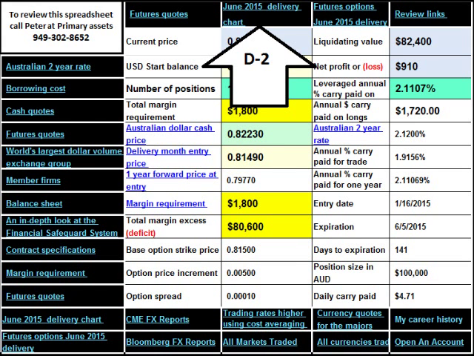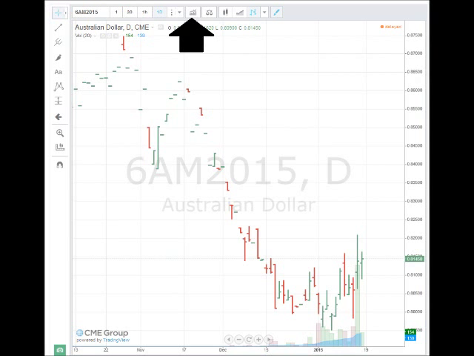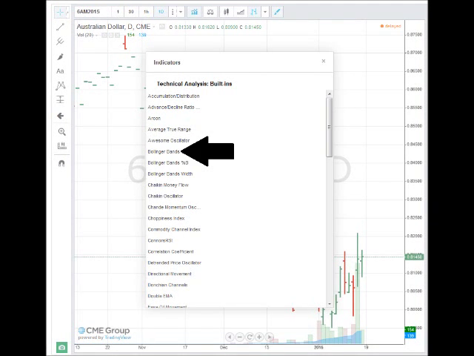How we set these trades up is pretty simple. The first thing we're going to do is qualify the trend. In cell D2, click on the June 2015 delivery chart. When the chart opens up, click on Indicators. Let's keep this simple. When indicators open, click on Bollinger Bands.